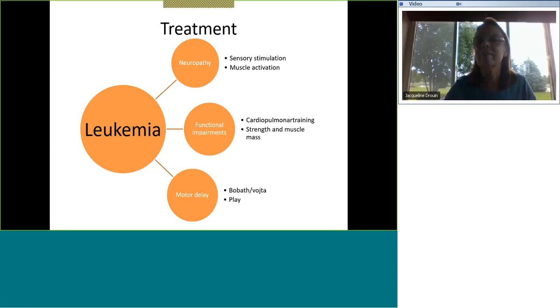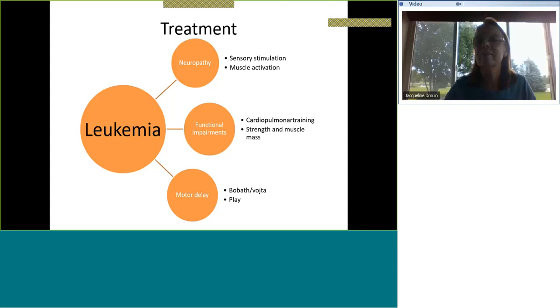Now, the functional impairments require cardiopulmonary training with bicycles, treadmill, dancing we use a lot, and the strength and muscle mass gain can be achieved with weights. But with children, it can be difficult to use weights and keep them doing 30 reps for 10 minutes. So the best intervention is through play.